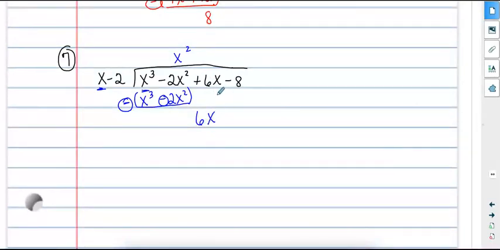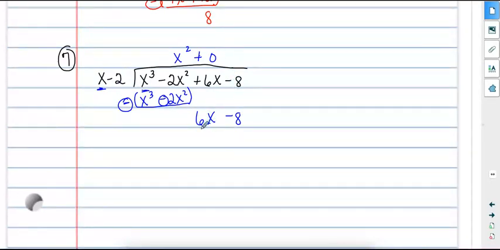Okay, so what times x minus 2 gives us 6x? Well, we can't do that yet. We have to bring this down first. So right here is actually plus 0. And then I'm going to bring down the negative 8.